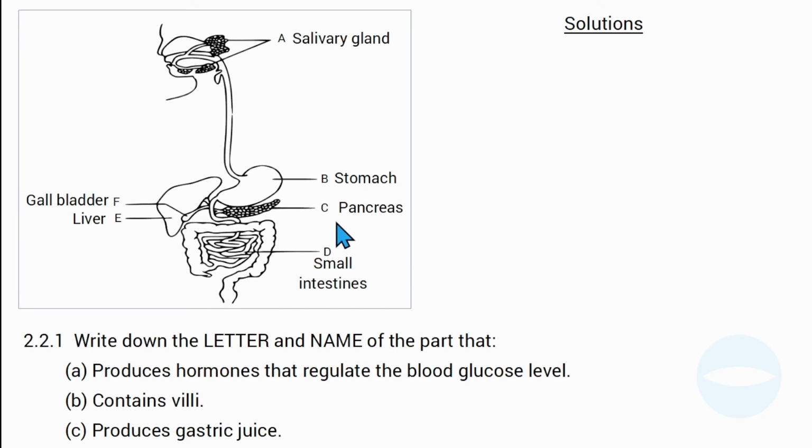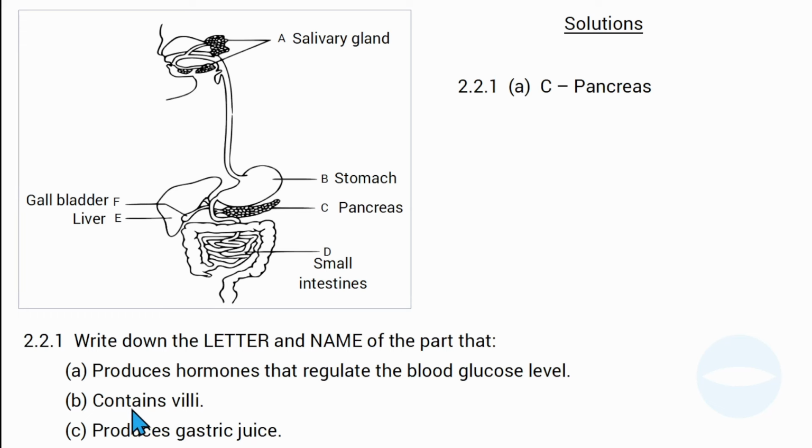The letter and the name of the part that produces hormones that regulate the blood glucose level. Like I said, the glucose level is regulated by insulin and other hormones. Insulin is secreted by the pancreas. So the answer is C, the pancreas.